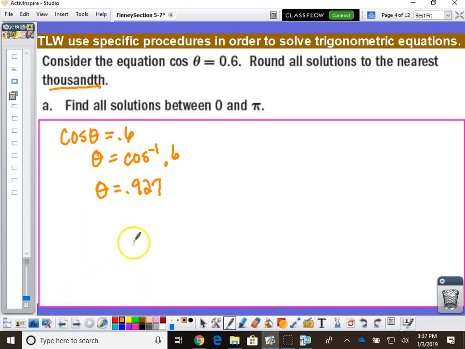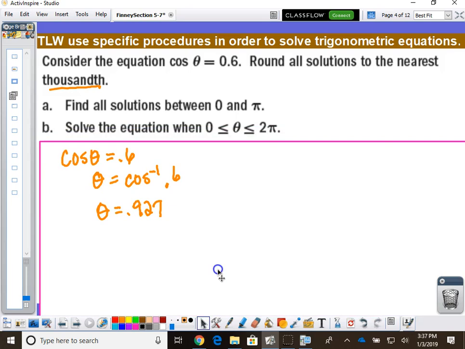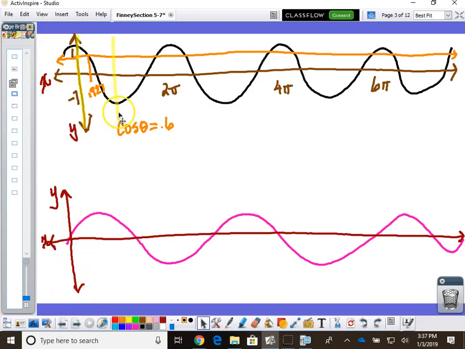Well, if you read the next question, or you turn your box over, you'll see that it's now asking you to solve the equation when theta is between 0 and 2 pi. So that's changed our little window here. So instead of it being here, we're going to there. So how many solutions do we need? We need 2. We got our first one. And really, that's the only one we're going to get because our calculator is going to give us the answers between 0 and pi. So we have to use our brain to figure out how to get that one.